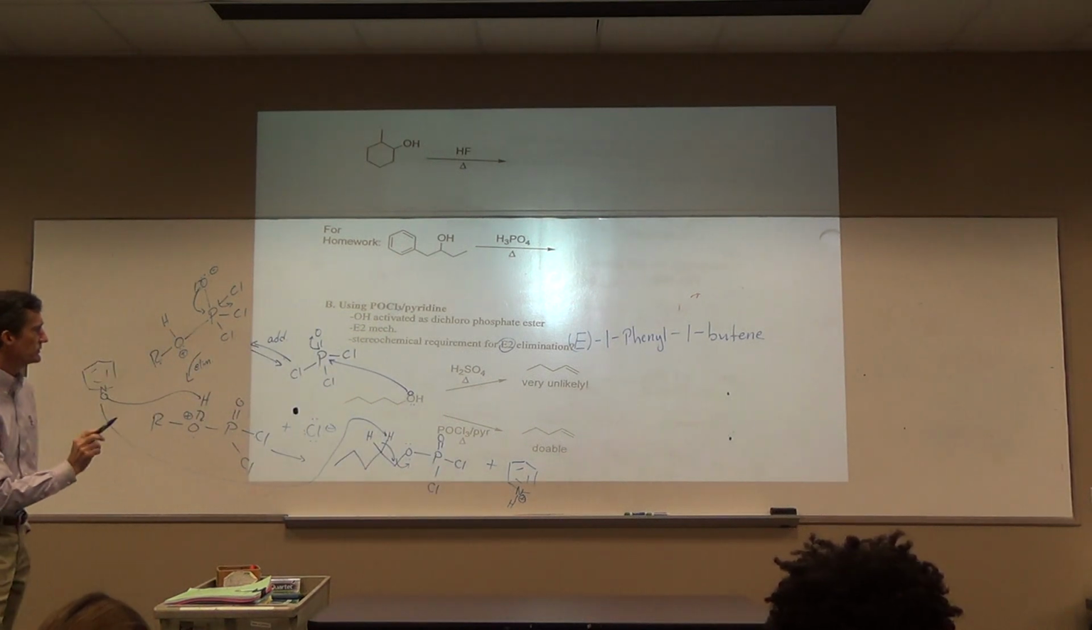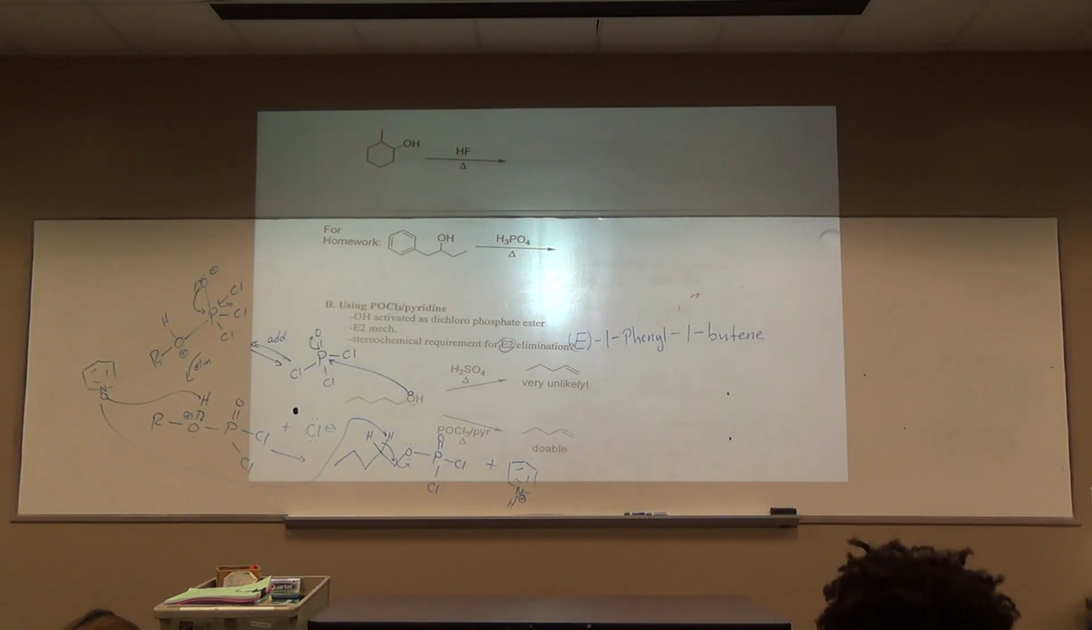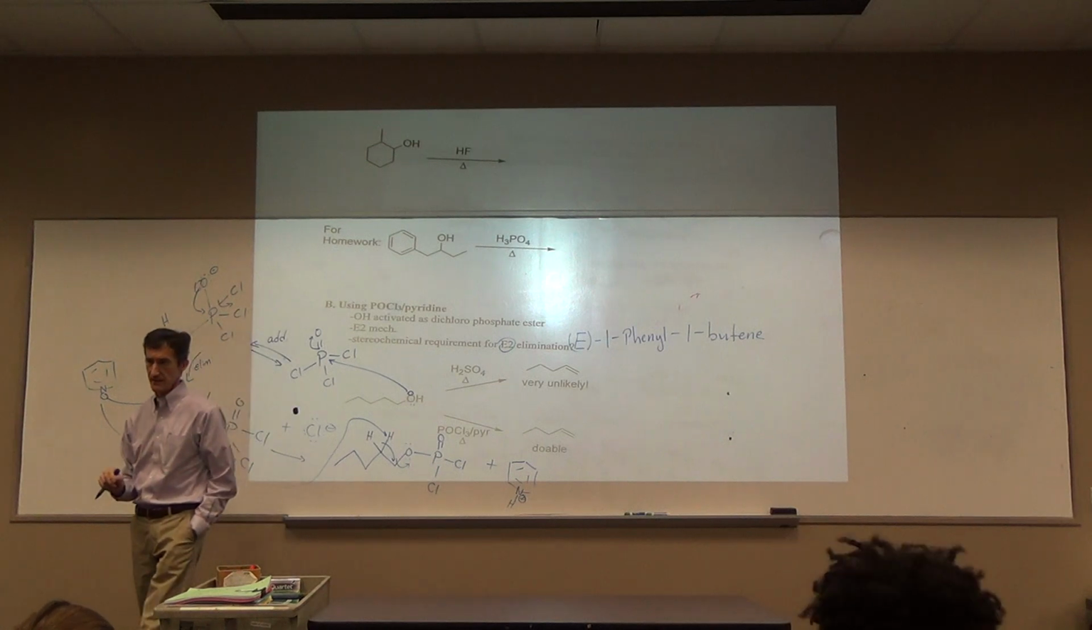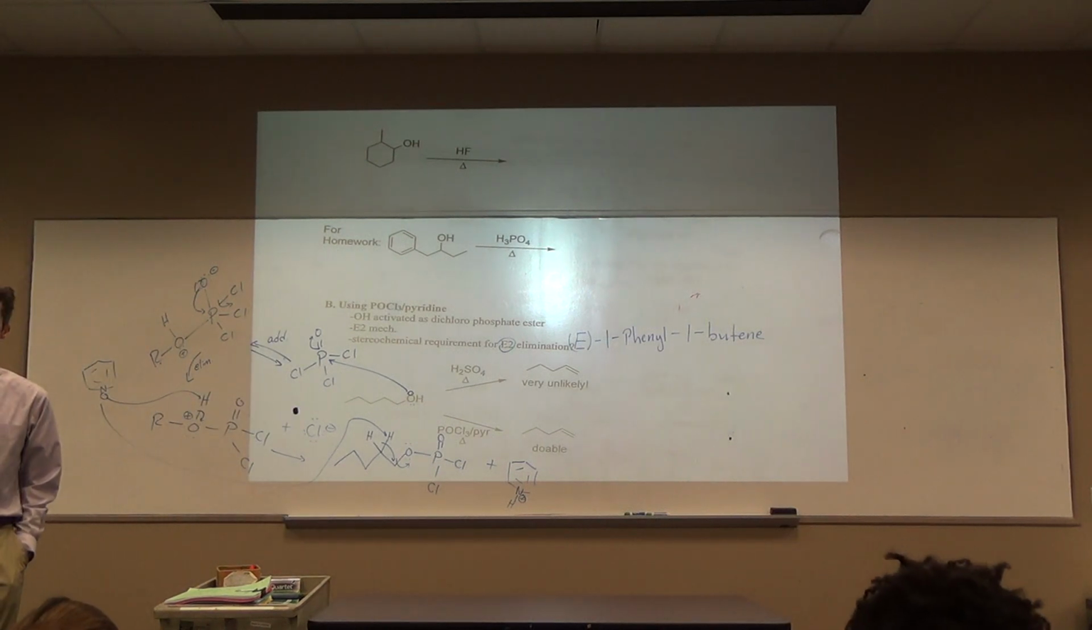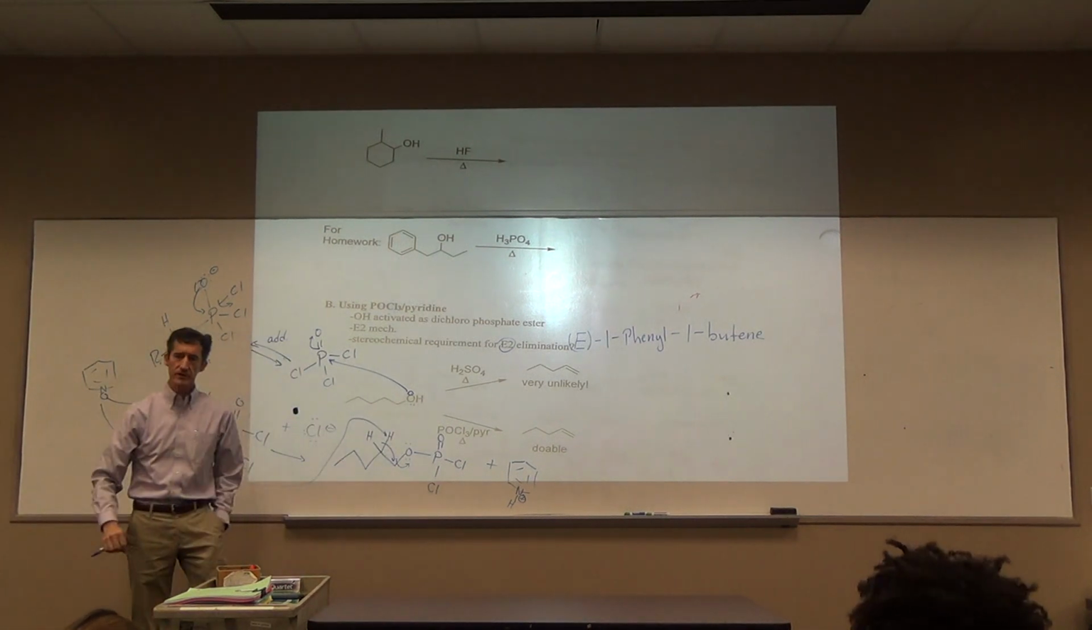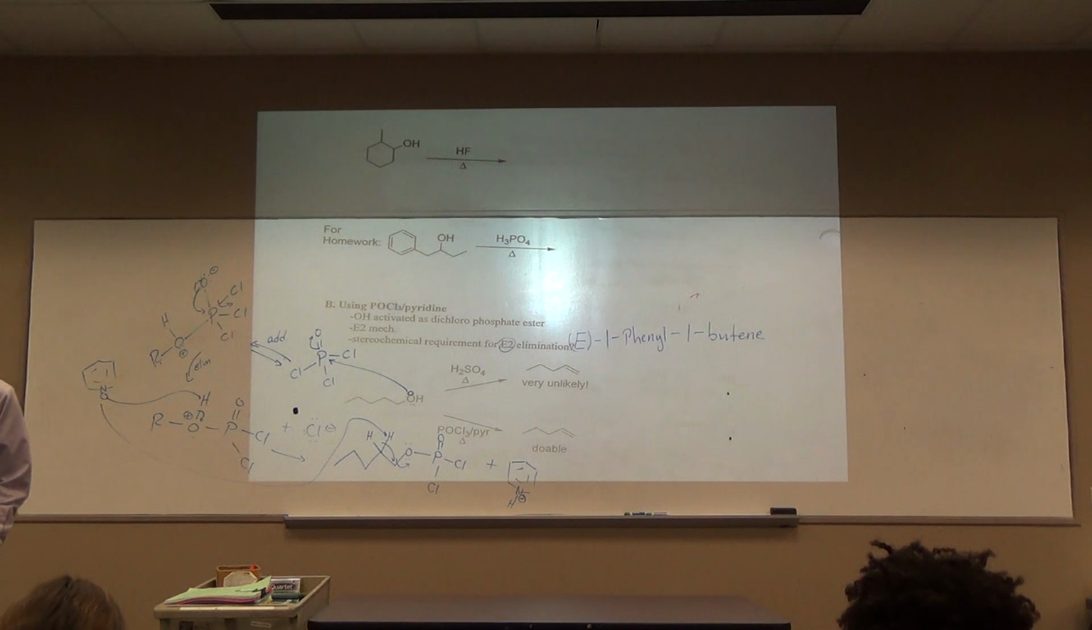And this method works better for dehydrating primary alcohols. Because if you dehydrate an alcohol with sulfuric acid, what mechanism is that? E1, and E1 proceeds by a carbocation. And are you going to make a carbocation here? Very unlikely, very difficult. Okay?